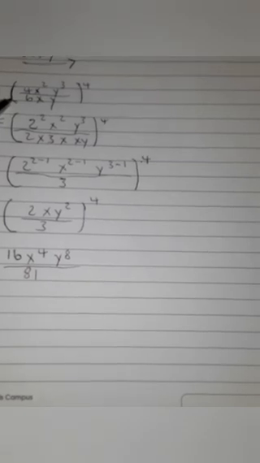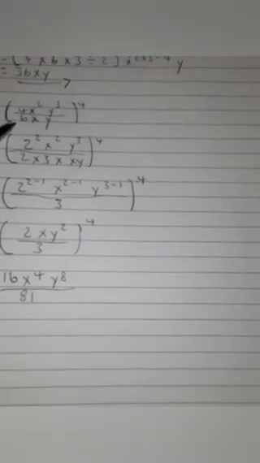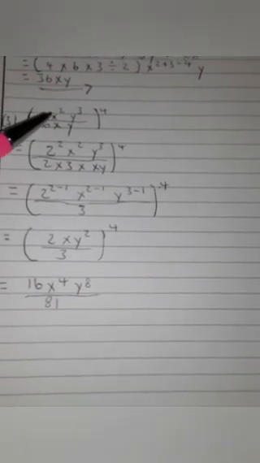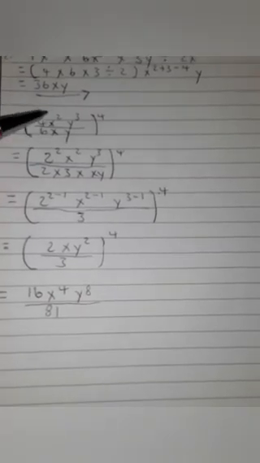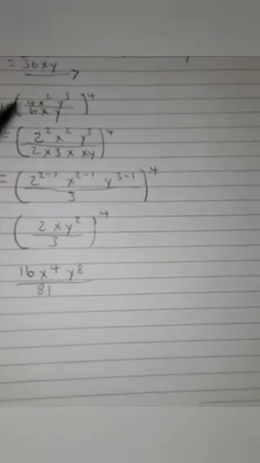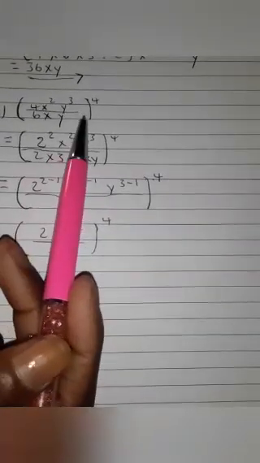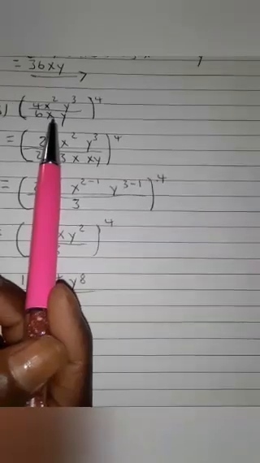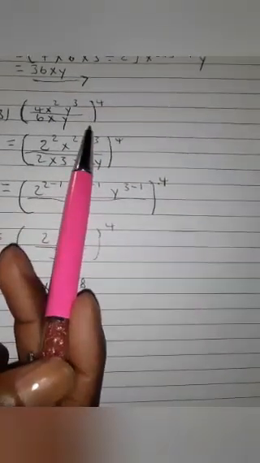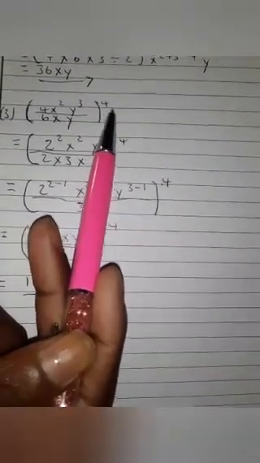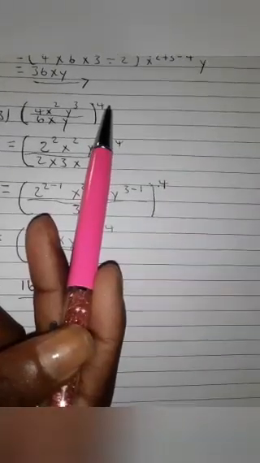Alright, let me just explain it from the beginning so you can understand and know how the answer came about. So what we are solving here is the open bracket, right? 4x to the power of 2, y to the power of 3 divided by 6xy, closing the bracket with an index of 4 outside the bracket.